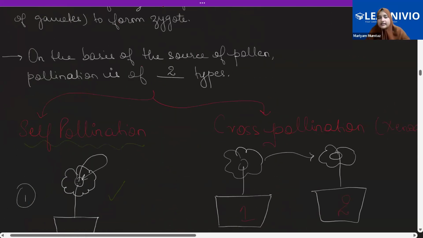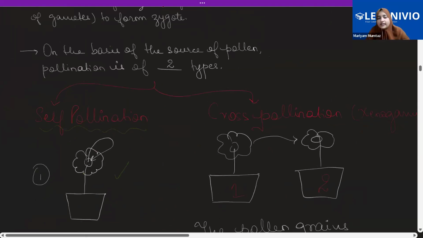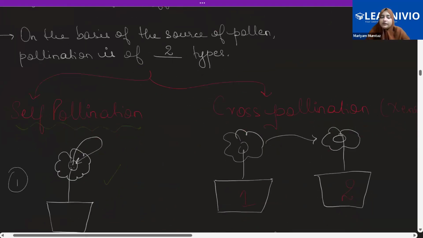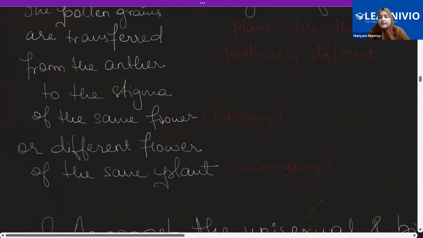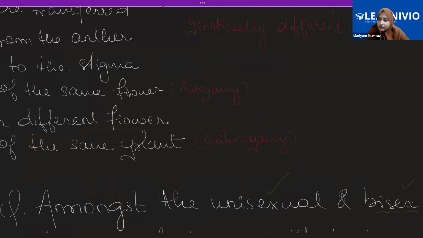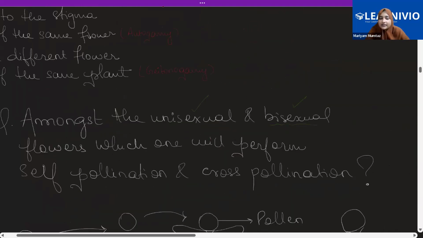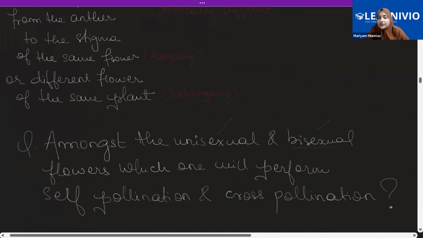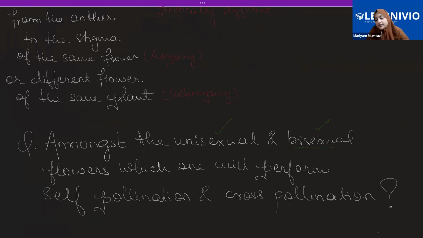These are the types of pollination that are there. Now, furthermore, when the pollen gets transferred, after that, there are a lot of things. The pollen grain has a very tough coating on it so that it doesn't get destroyed while being transferred. So tell me one thing, among the unisexual and bisexual flowers, which one will have self-pollination and which one will have cross-pollination?